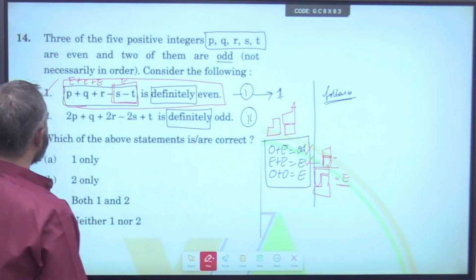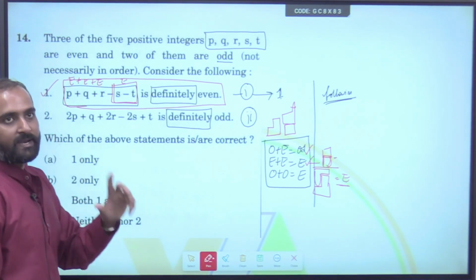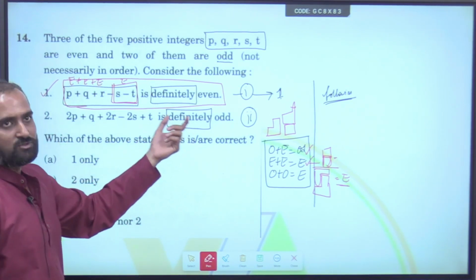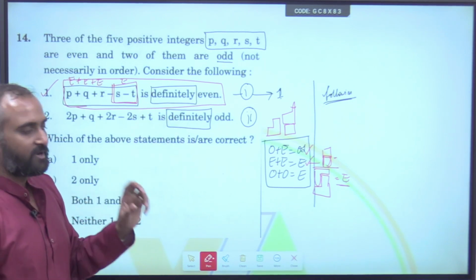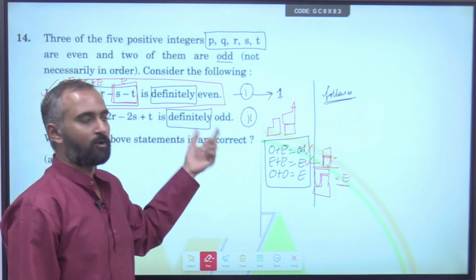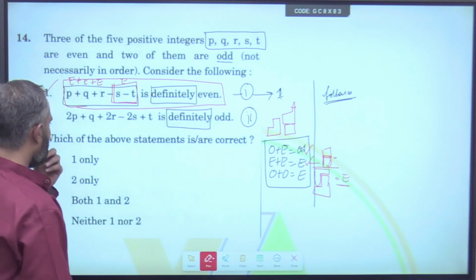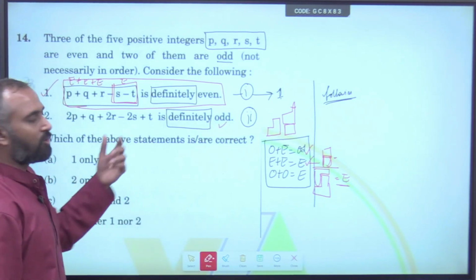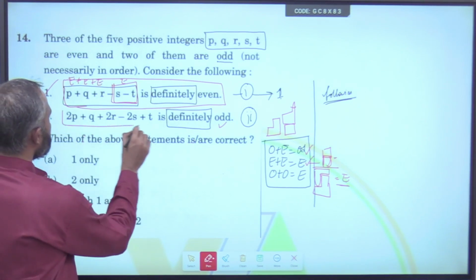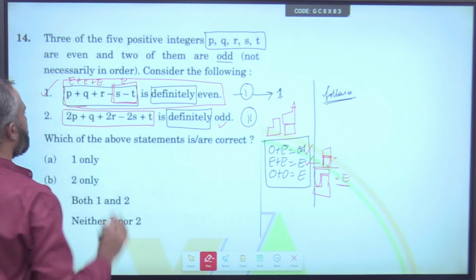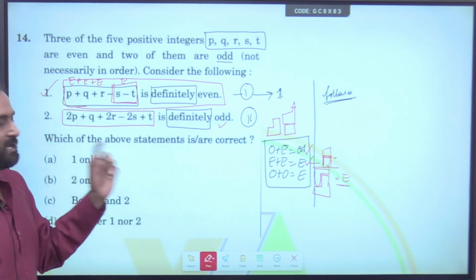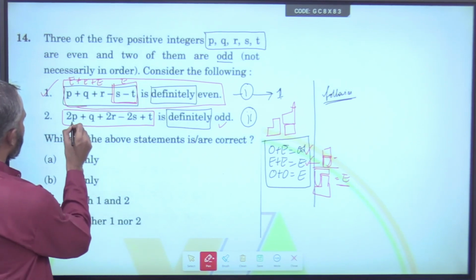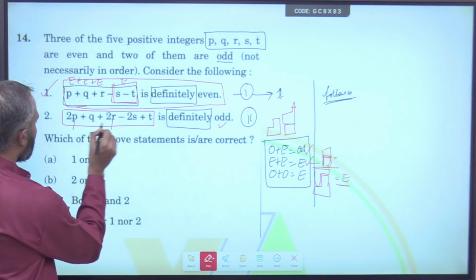And 2, what did I tell you? Since again he has used the word definitely, we need to look out for an instance where this will be wrong. Now, it is definitely odd, that means we need to look out for when this will be even. Now, let us take any one of the P and R as odd.